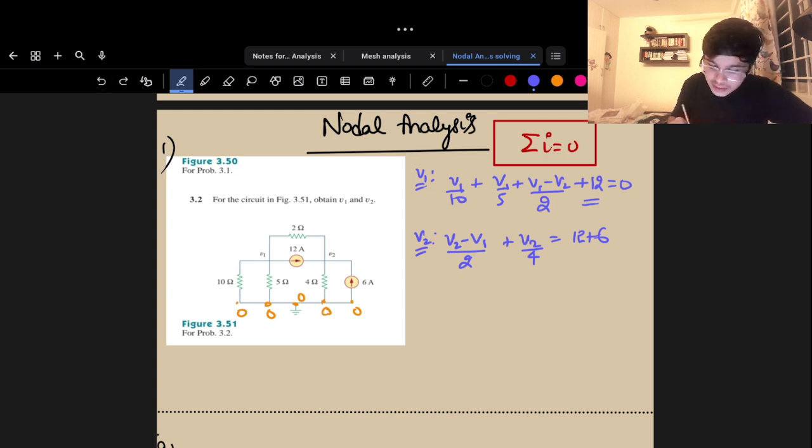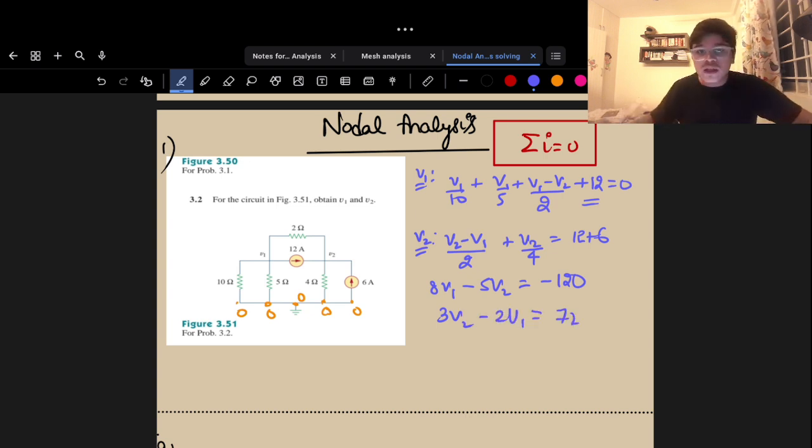Now, when you solve these two, you get the equations. The first equation will be 8V1 minus 5V2 is equal to minus 120. And the second equation will be 3V2 minus 2V1 is equal to 72. Those are the two equations that you will get. And when you solve them, you simply input them in the calculator. You get the value of V1 is equal to 0 volts and V2 is equal to 24 volts.